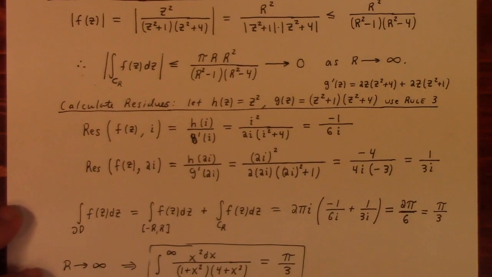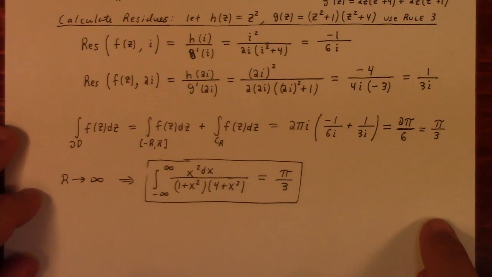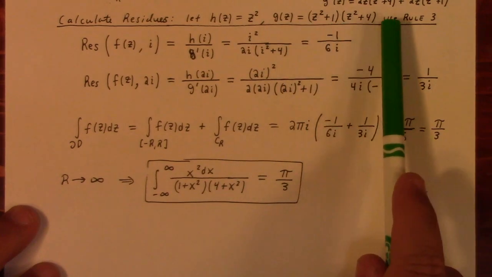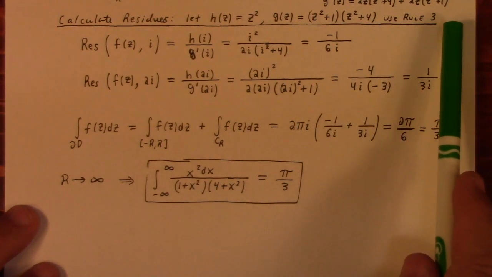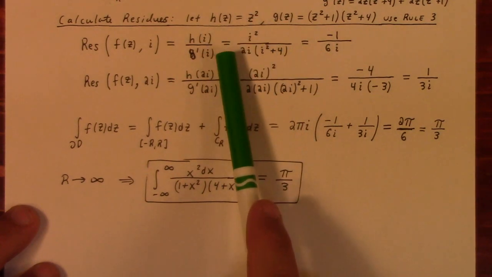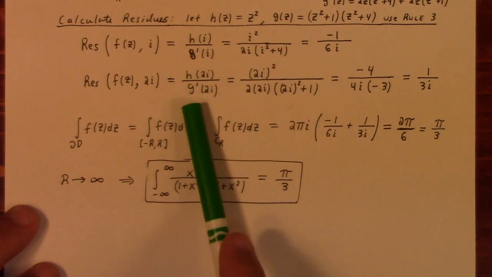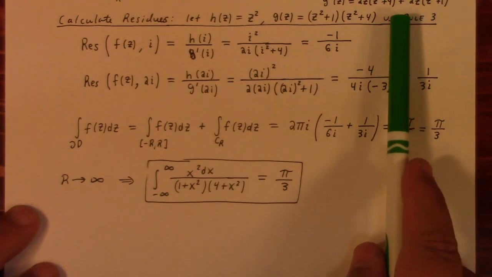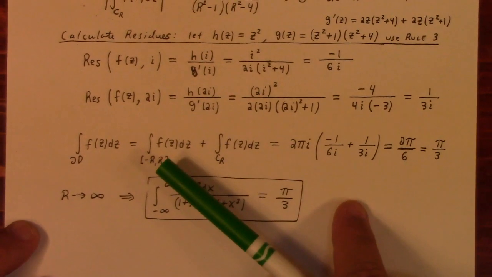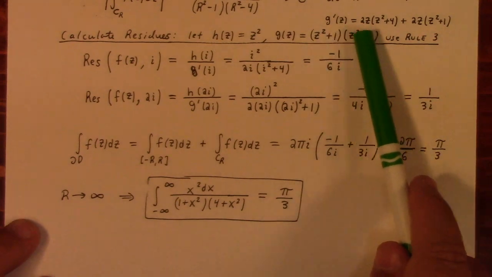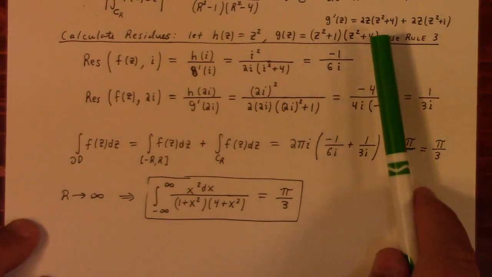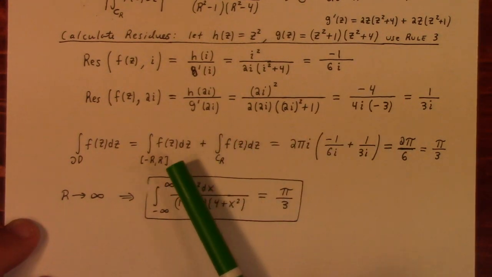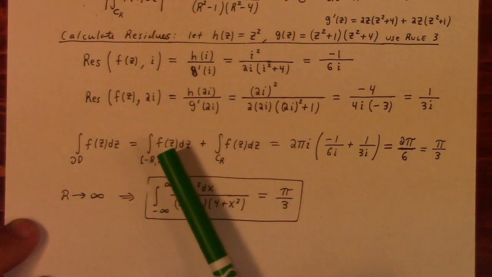All right, then we just have to calculate the residues. So let's do that. Here are your residues. I let h of z be z squared and g of z be z squared plus 1 times z squared plus 4, so that I could use rule 3 explicitly. So I've got h of i divided by g prime of i, and h of 2i divided by g prime of 2i. If you think about plugging i into the derivative, that makes this piece go to 0. If you think about plugging 2i into the derivative, it makes that piece go to 0. That's helpful in terms of simplifying the calculation.